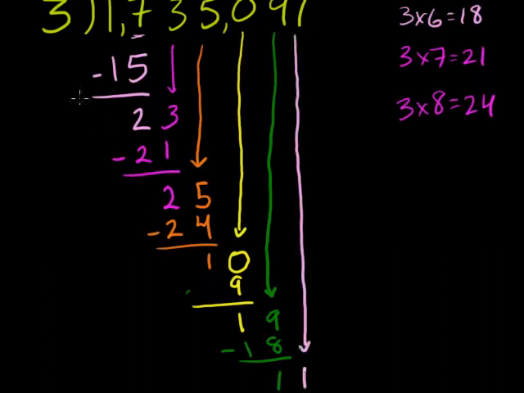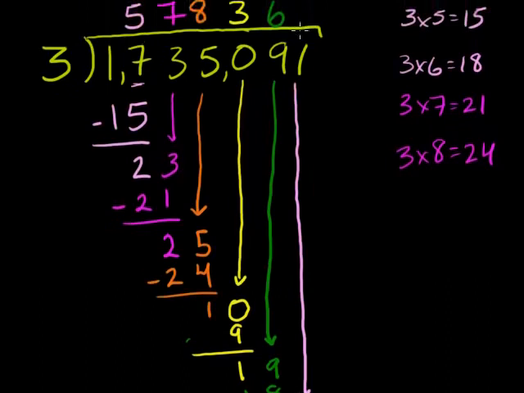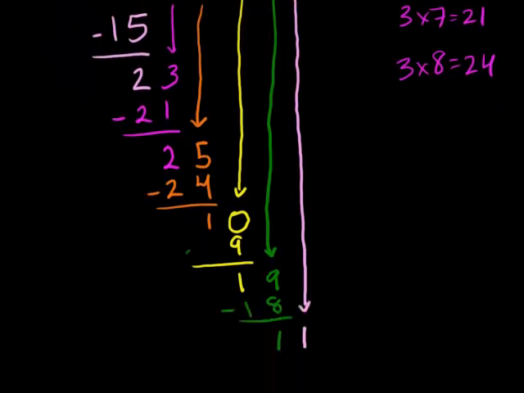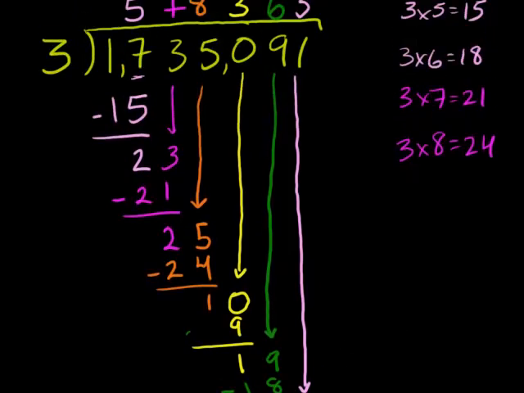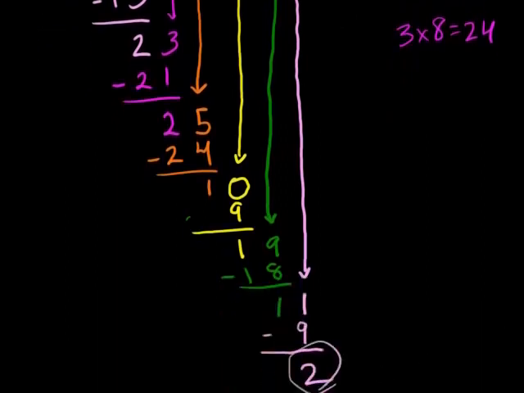Bring down that 1. 3 goes into 11 how many times? Well, that's 3 times, because 3 times 4 is 12, so that's too big. 3 times 3 is 9. And then we subtract, and we get a 2. And there's nothing left to bring down. So we're done. We're left with a remainder of 2 after doing this entire problem.